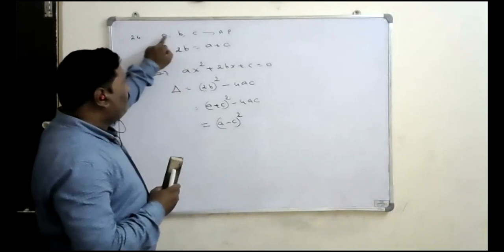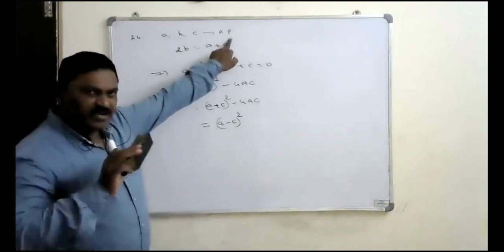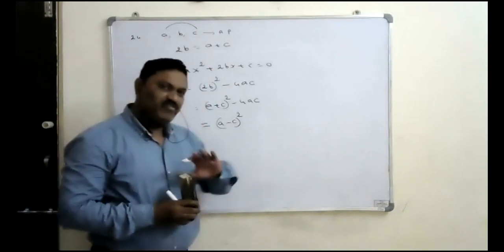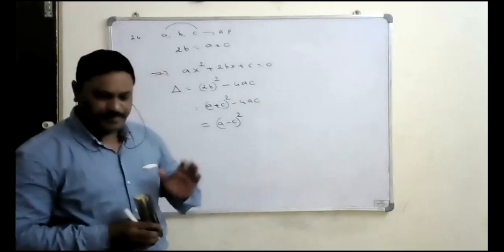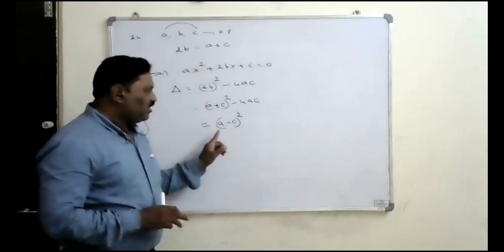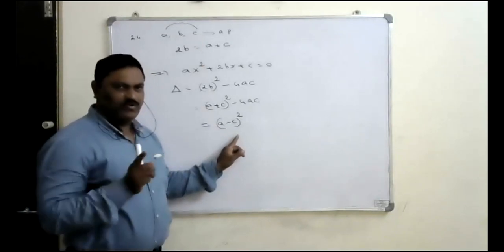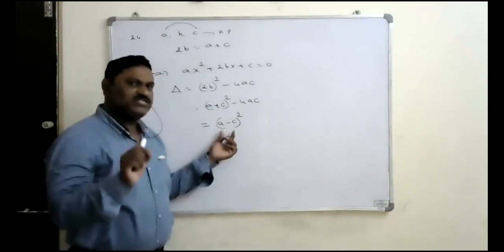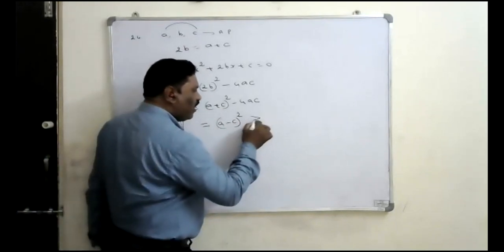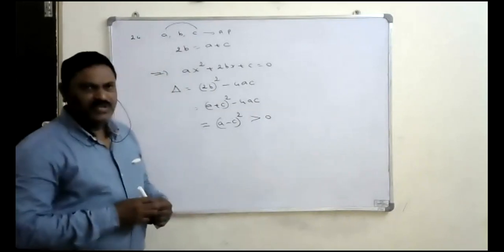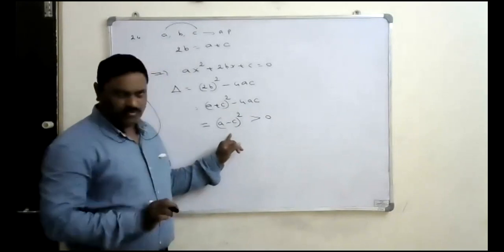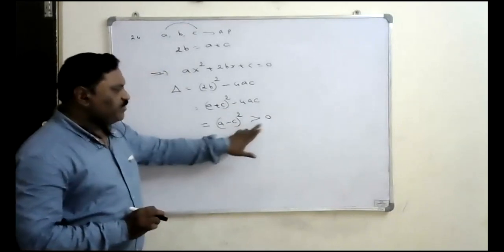But they have given that a, b, c are in AP. If these are in AP, a and c are not equal, no? A and c will never be equal, since it is a non-constant AP. So these a and c are never equal, and this is never equal to 0. If this is 0 then a should be equal to c. But a and c are not equal. That's why a minus c whole square always gives a positive value only. It is a perfect square, always positive. So we got the discriminant value is positive.